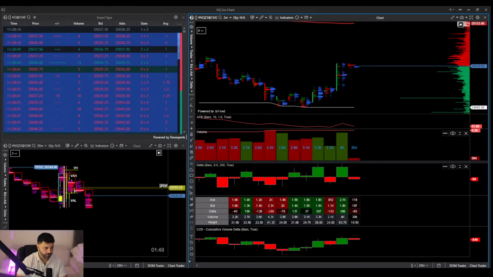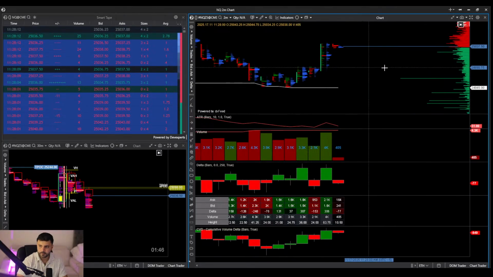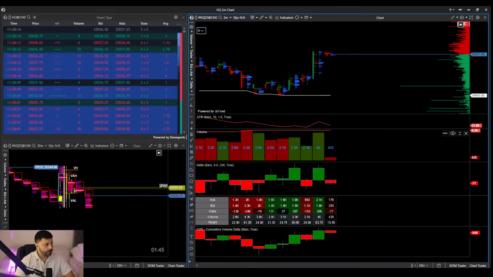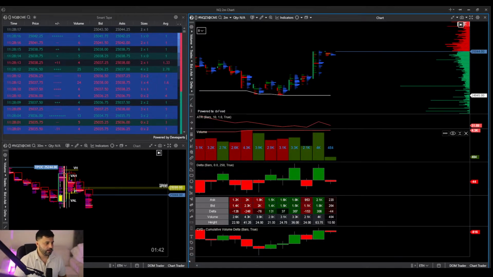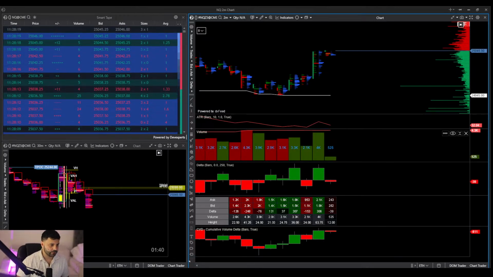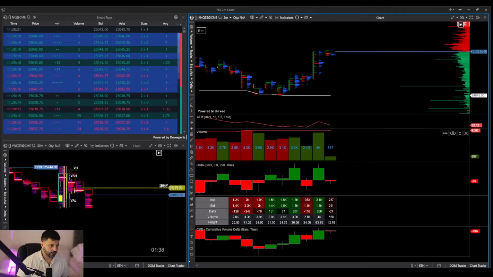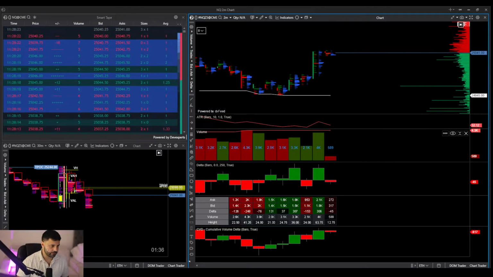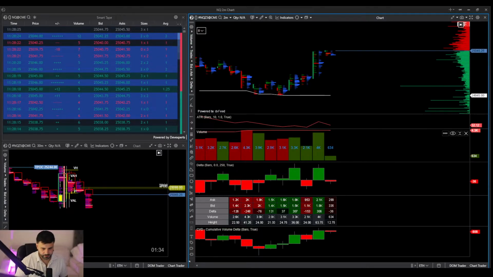Probably might see some resistance at the value area low, so yeah. Not bad, decent. I would say that was an A trade. That's an A setup because all indexes were at support at the same time.